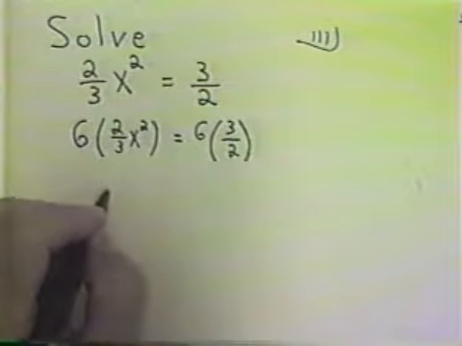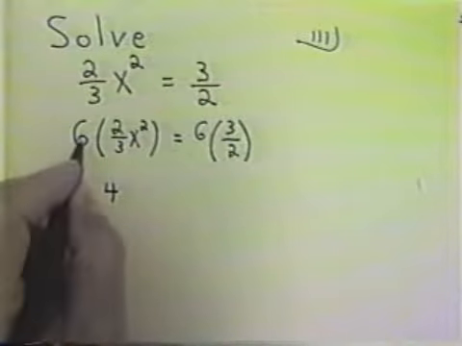Now 6 times 2/3 is going to be 4. So 6 times 2/3 x squared is 4x squared. 6 times 3/2 is going to be 9. 6 times 3 is 18. 18 divided by 2 is 9. Or, of course, you can reduce before you multiply, saying 2 going to 2, 1, 2 going to 6, 3. 3 times 3 is 9. Of course, on this side, I say 3 going to 3, 1, 3 going to 6, 2. 2 times 2 is 4.